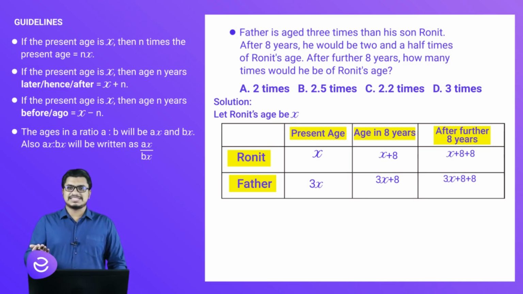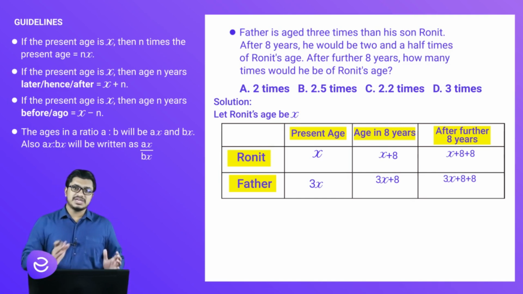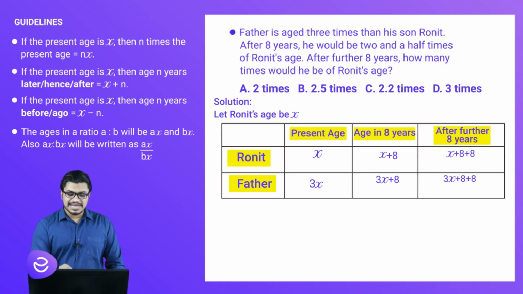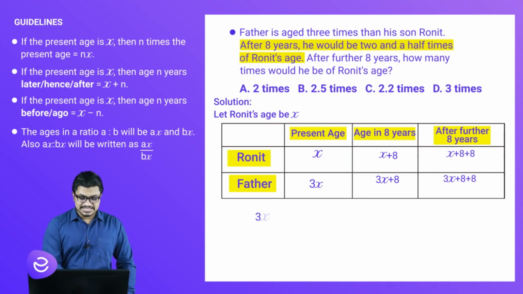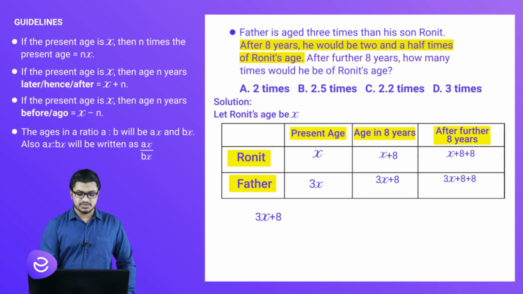Now the second step, as we said, is to come up with an equation. So the present age, we know that x and 3x. So to reach x to 3x we just need to multiply by 3. So that equation won't help us. We'll take the second one, age in 8 years. So according to the question, after 8 years he would be 2.5 times Ronit's age. So what is the age of father after 8 years? 3x plus 8. This is equal to 2.5 times Ronit's age. So Ronit's age is x plus 8. So 2.5 times that. So we have our equation here.